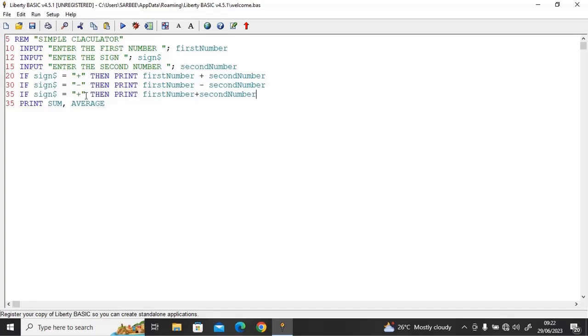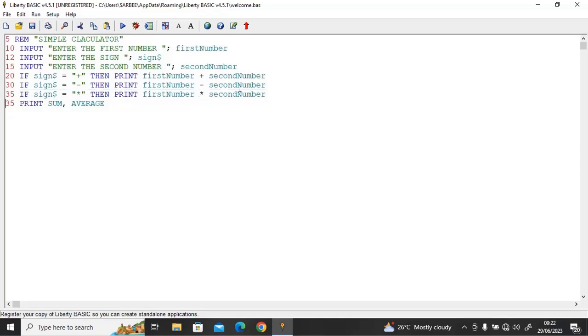So if the sign is what? Is times. If it's times, that is there. What do you want to do? First number times what? Second number. Let me put a space in between this. Let me just copy this one so that I will not be entering the space again. Control C, copy.